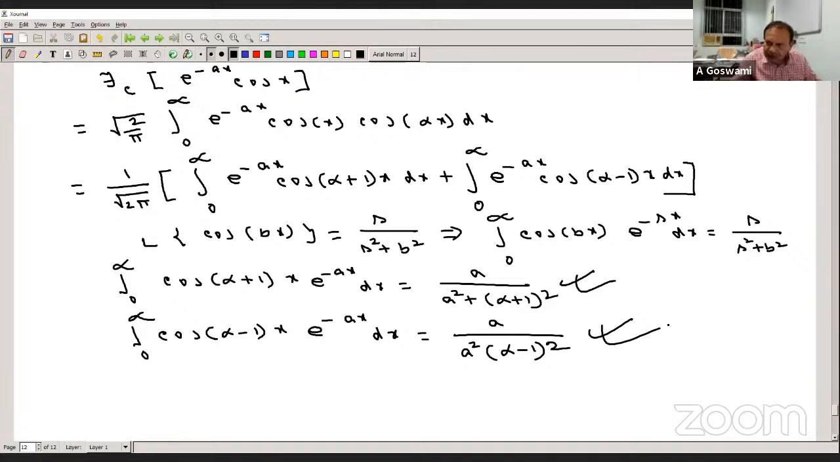Sorry, I think that will be a square. The last integral result will be a square plus (alpha minus 1) square. That's okay, they can evaluate it. That is not a problem. So that was a trick. If it comes to my mind where or when I should use the Laplace transform or Fourier transform, it will help me to evaluate the integrals very easily.